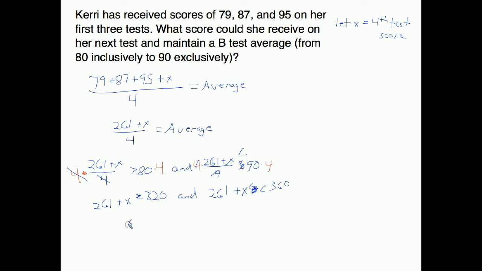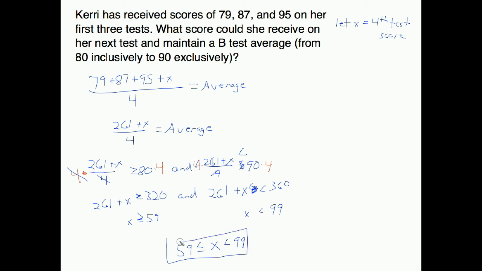Subtracting 261 from both sides gives us 59. So subtract 261 from both sides here. You get 99. And so I keep doing it. So this should be greater than or equal to again. So her test score, x, has to be somewhere between 59. So remember how we did this before. 59 is less than or equal to x, which is less than 99. So as long as she gets some score between 59, can include 59, all the way up to 99, she'll still keep a B. So this is our answer.